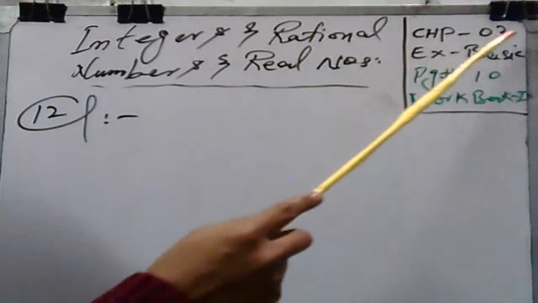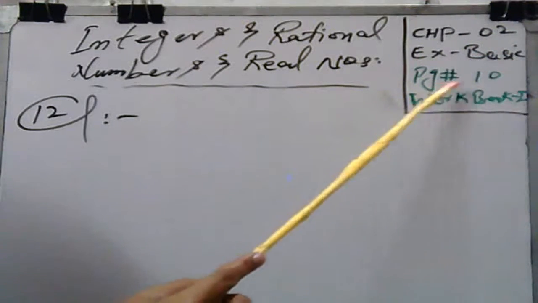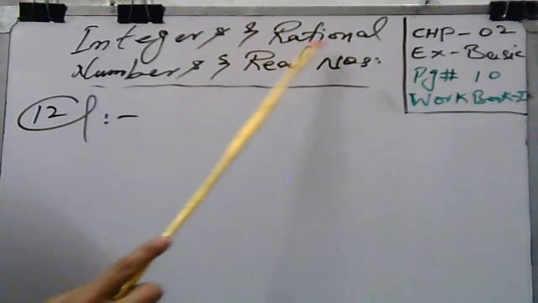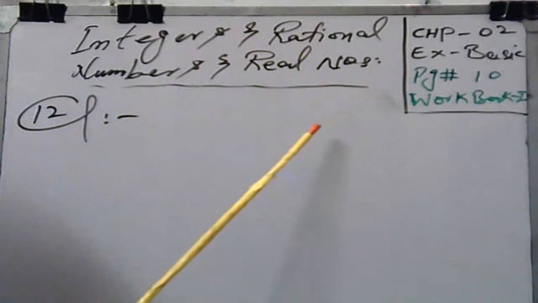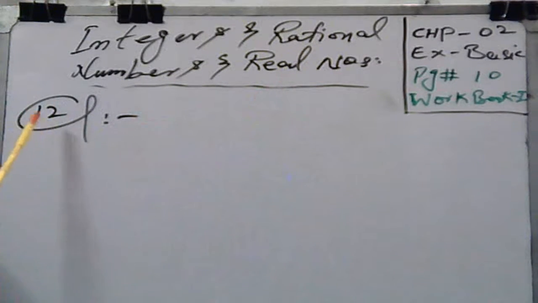Today we will discuss chapter number 2, exercise basic, which exists on page number 10, workbook number 1, integers and rational numbers and real numbers. 11 questions we have already done, so today we will start from question number 12. In question number 12, without using calculator, evaluate each of the following expressions to the simplest form.